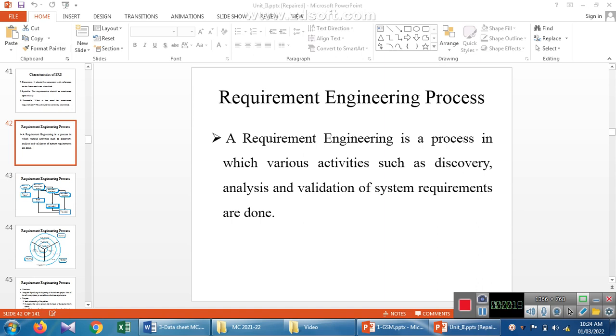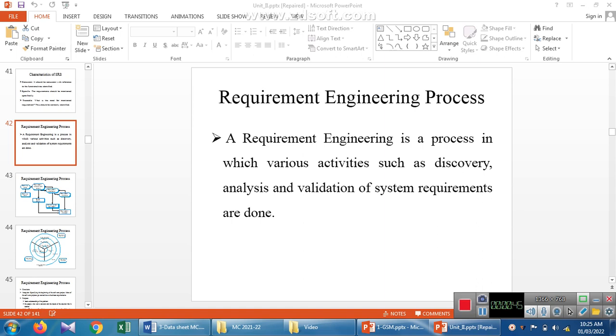In this, discovery is identifying the requirements from the stakeholders. After completing the discovery of the requirements, we can analyze which requirements will be taken by the organization, and then validation of the system requirements: which type of system we require for developing the software. All the requirements can be identified by using the requirement engineering process.